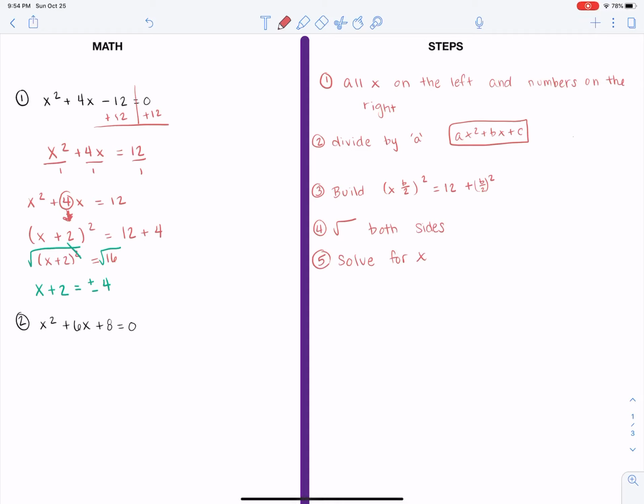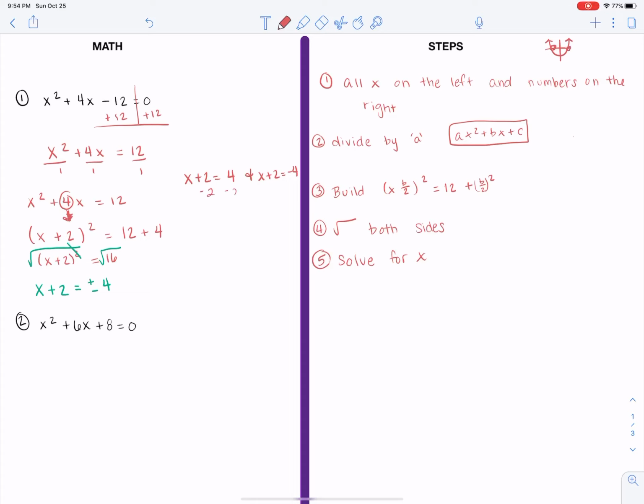So let me come up here. I have x plus 2 equals a positive 4, and x plus 2 equals a negative 4. So I'm going to get two answers, which makes sense because we talked about how we're finding the solutions, and normally the quadratic will touch the x-axis twice. So it makes sense to get two answers.